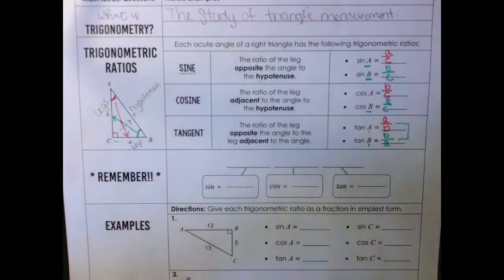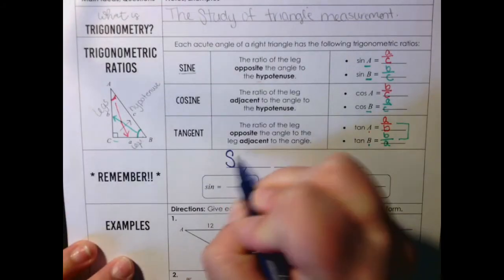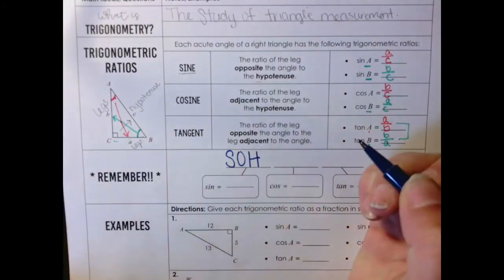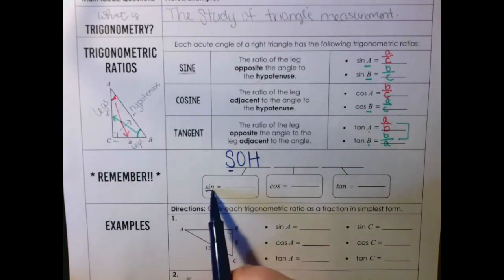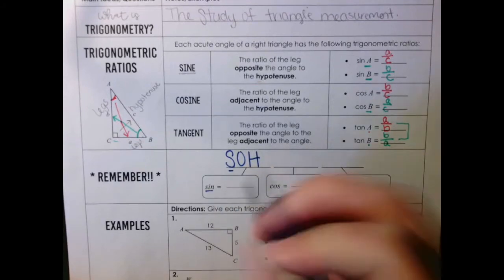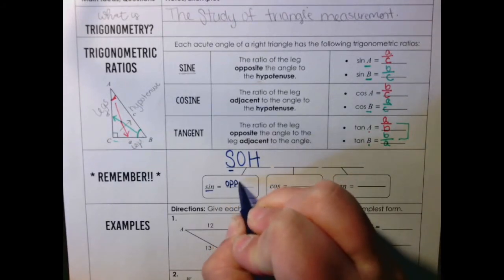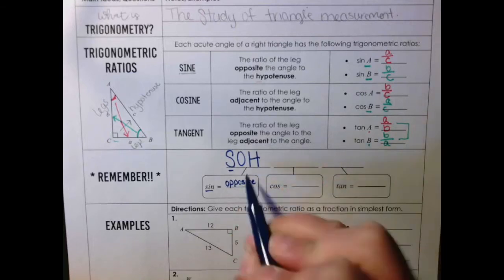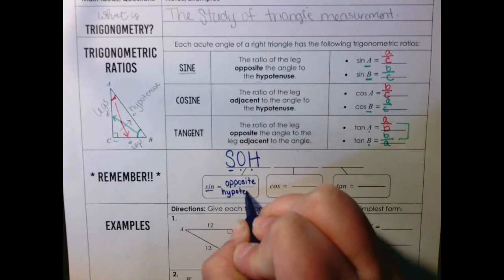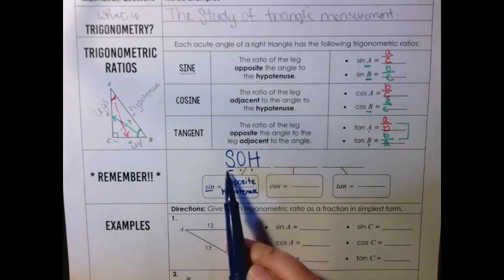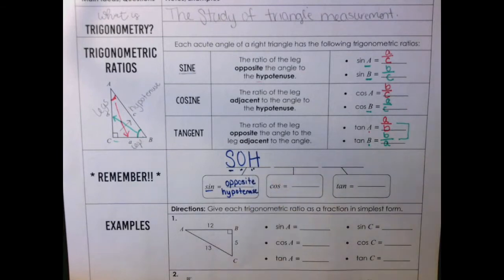In order to remember our trigonometric ratios, we use what is called SOHCAHTOA. So it's going to be SOH, S-O-H. And what this stands for is sine, first letter is S, sine, equals O, which means opposite goes on top, and then H, hypotenuse, goes on the bottom. So sine is opposite over hypotenuse.